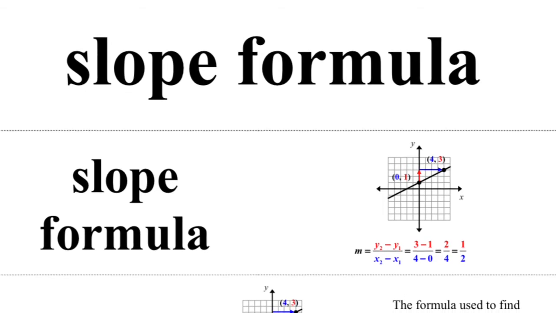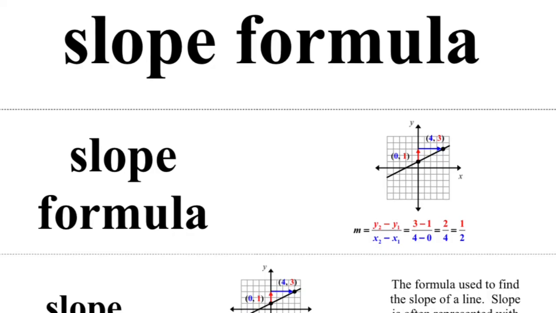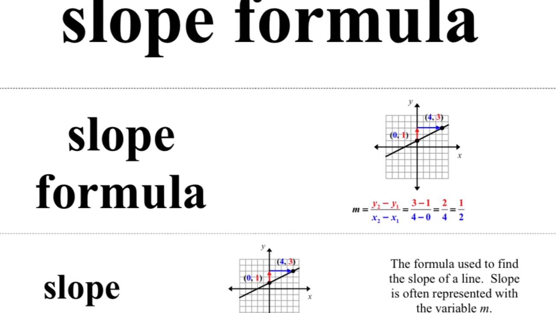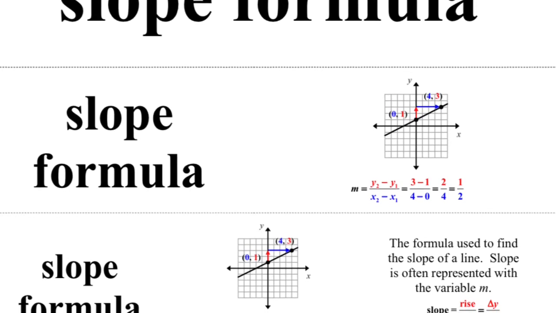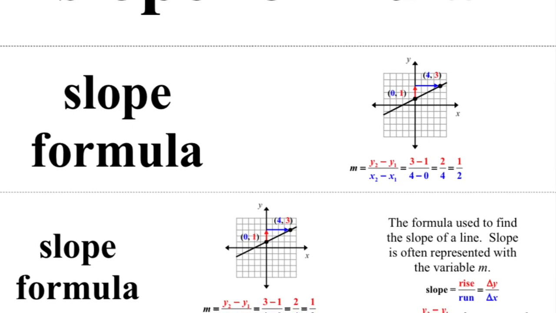The slope formula can be used to find the slope of a line using 2 points and no graph. The slope formula is m equals y sub 2 minus y sub 1, all divided by x sub 2 minus x sub 1.